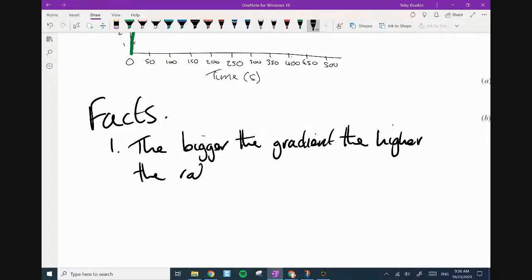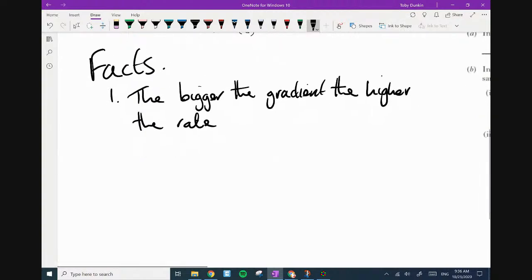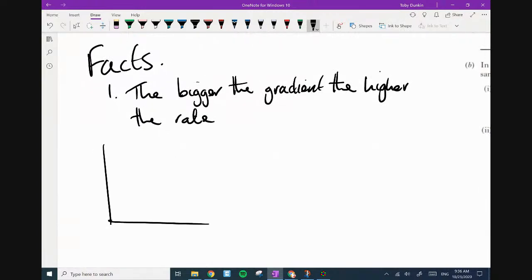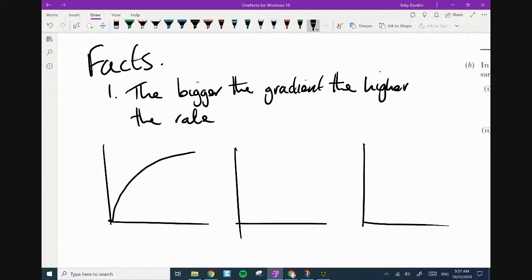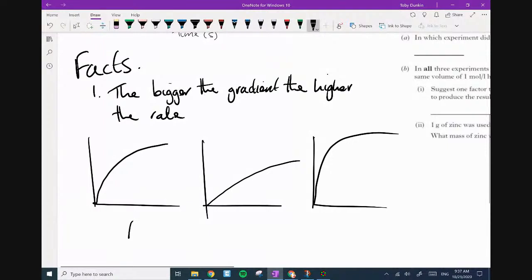Higher the rate. So for example, if I did 3 reactions and I got this graph, and I said to you, out of A, B, C, and D, which one was the fastest? Which one shouldn't say fast? Which one has the higher rate?